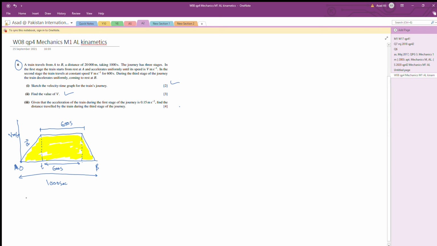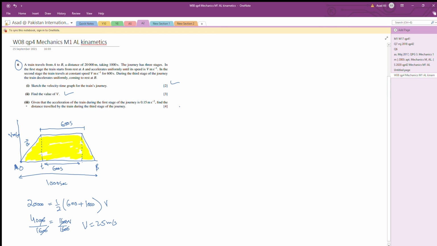Now the area under the graph is the total distance traveled, so that is 20,000, equal to 1/2 times (600 plus 1,000) times v. If we bring it here, 40,000 is equal to 1600 v. Divide by 1600 on both sides. Using the calculator, 40,000 divided by 1600 is 25. So v is 25 meter per second.